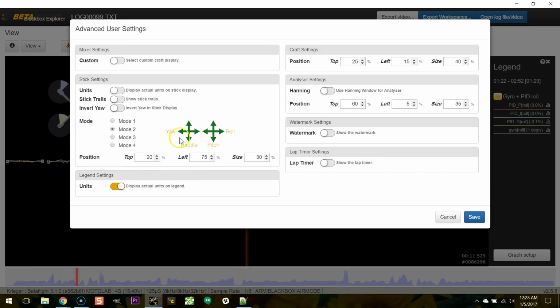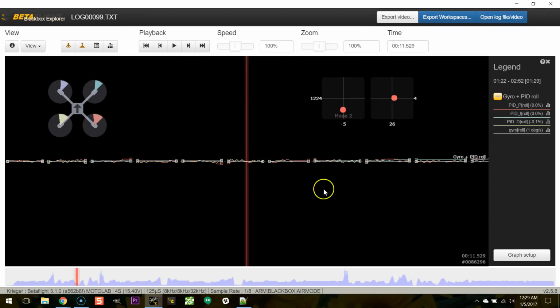Of course, the yaw, the throttle, the pitch, and the roll are all independent values, and we can just display any stick setting we prefer. That's purely a display option. It has nothing to do with what mode the pilot was actually using when the copter was flown. There's your stick positions.